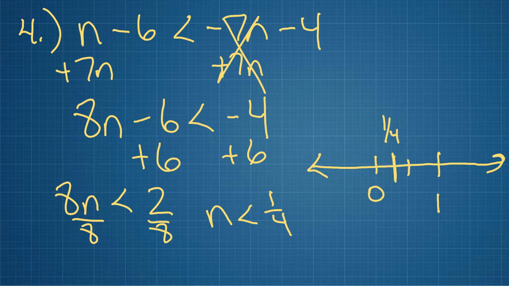Okay. It's an open circle. It's less than, so I shade to the left. And there we go. If you want to test 0, 0 should work. When you plug it in, it does make a true statement.